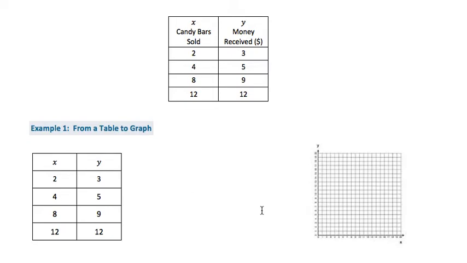On the next entry, we'd go across 4 and up 5, and then put your point in. And continue with that. Connect the dots when you're done in a line, if that is possible.